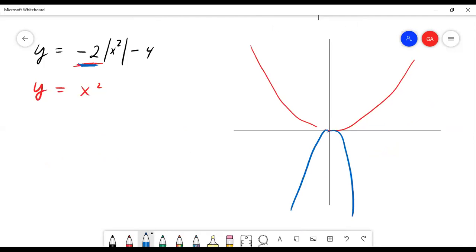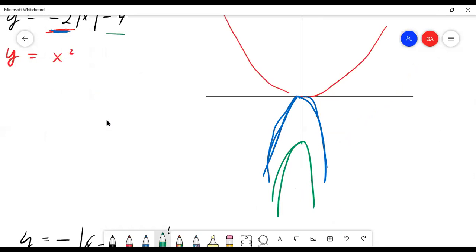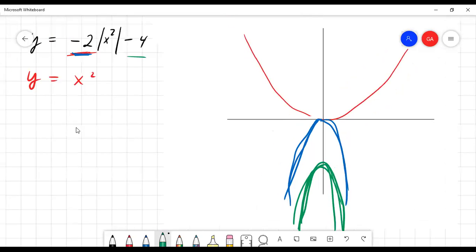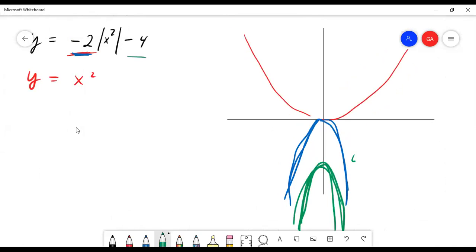Anyway, okay, so with the -2, it gets stretched a bit and it gets flipped over the axis. And then this -4 shifts everything down by 4 units. So that's your, sorry, this is a really bad drawing, but that's your final function. Stretched, flipped, and shifted down 4 units. Make sense? So your vertex is (0, -4). That's that point right here.